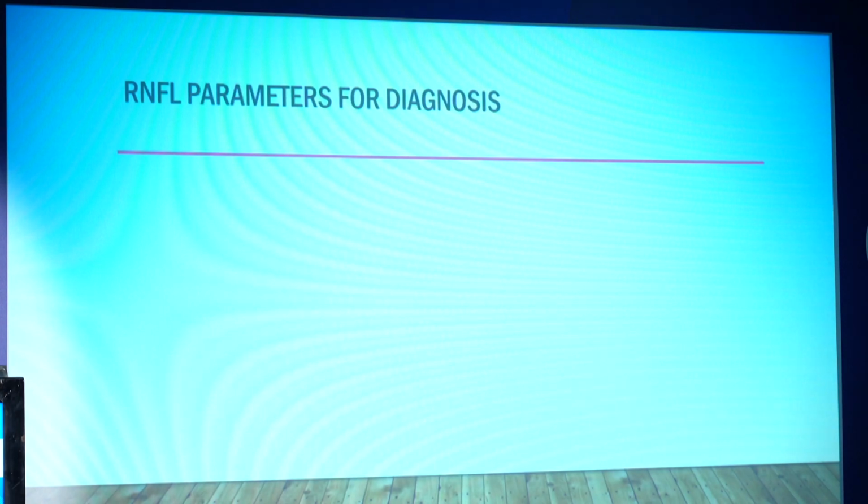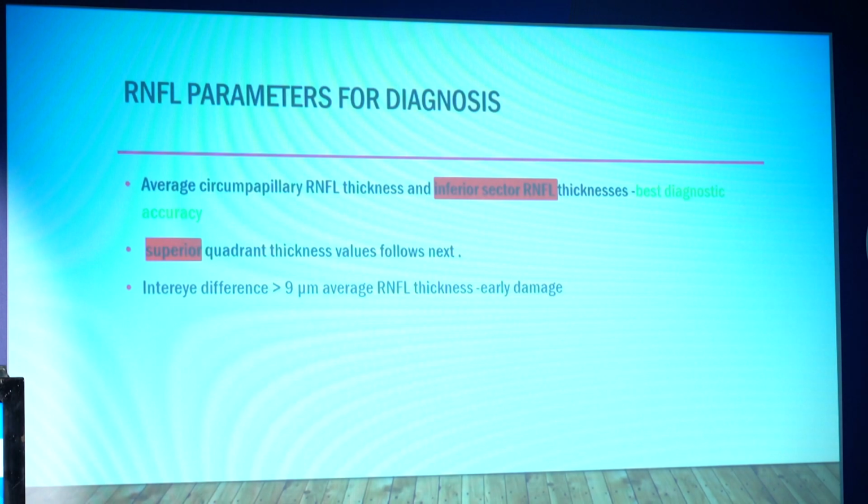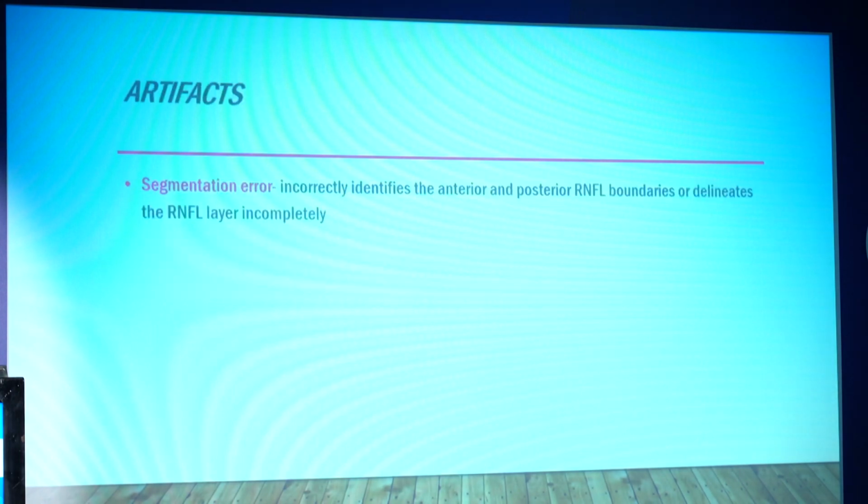So, what are the RNFL parameters for diagnosis? It is the average circumpapillary RNFL thickness and the inferior sector RNFL thickness, which have the best diagnostic accuracy. Next is the superior quadrant thickness values. And when we compare both the eyes, if the inter-eye difference is more than 9 micrometers, this also suggests RNFL thinning and early damage.